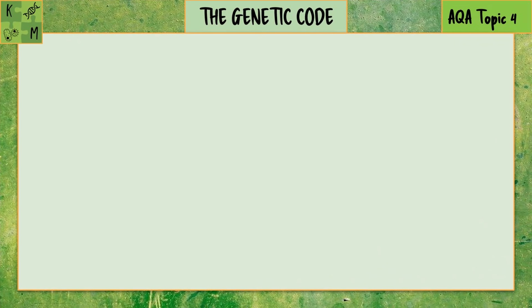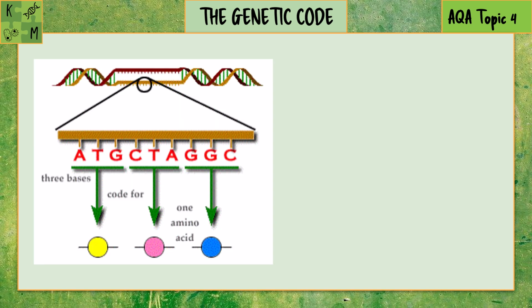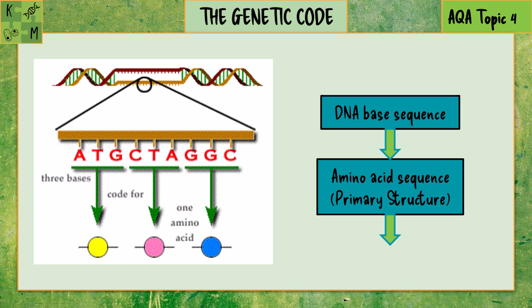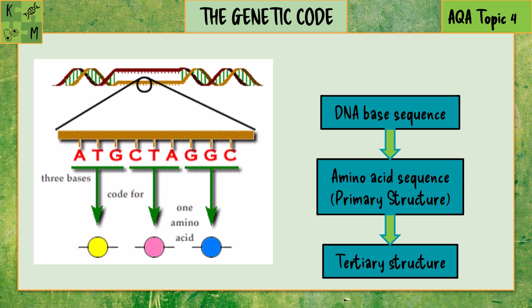The information stored within the DNA sequence is first used to produce an mRNA sequence, which is then used to produce an amino acid sequence, which ultimately determines the final protein structure. This concept is referred to as the central dogma of molecular biology.